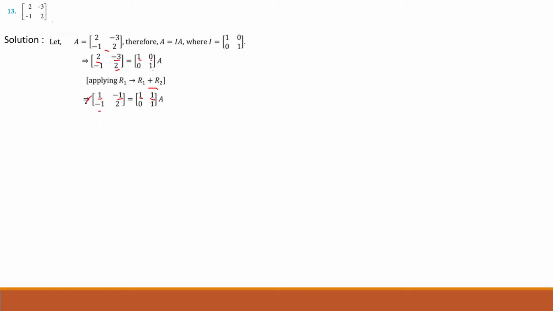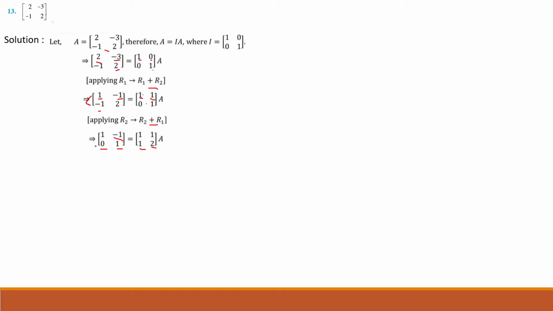And for this element to be 0, we simply add these two. 1 minus 1 becomes 0. So the transformation is r2 plus r1. This is 0. And minus 1 plus 2 is 1. For this matrix also the same transformation, 1 plus 0 is 1 and 1 plus 1 is 2.